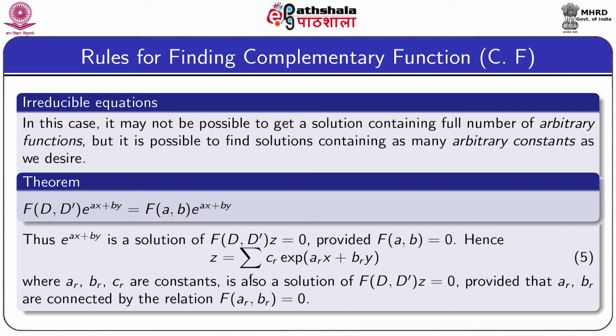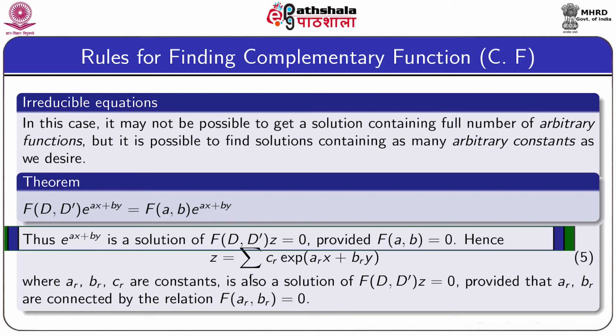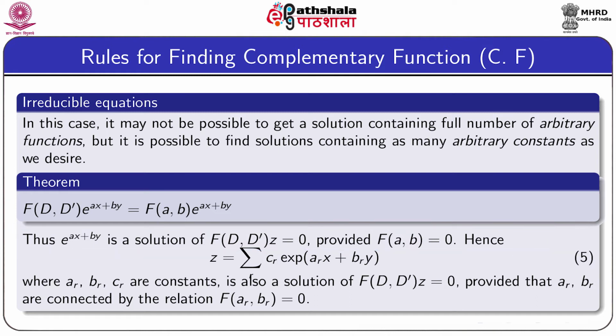Now, using this theorem, one can see that if the equation is given in the form capital F z equals 0, we can assume a solution in the form e to the power (ax plus by). If we apply this function instead of z, we will get, according to this theorem, F(a, b) e to the power (ax plus by). Now, this e to the power (ax plus by) will be a solution of the equation F z equals 0, provided F(a, b) equals 0.